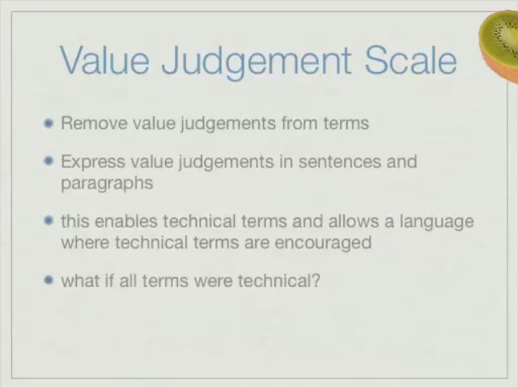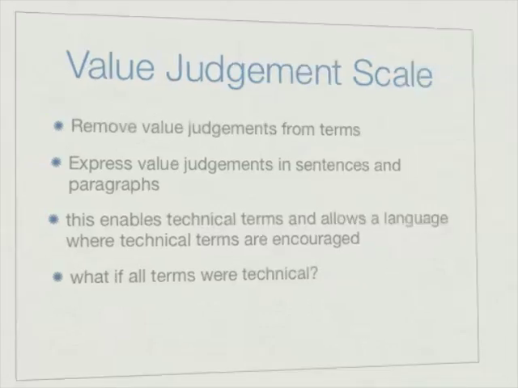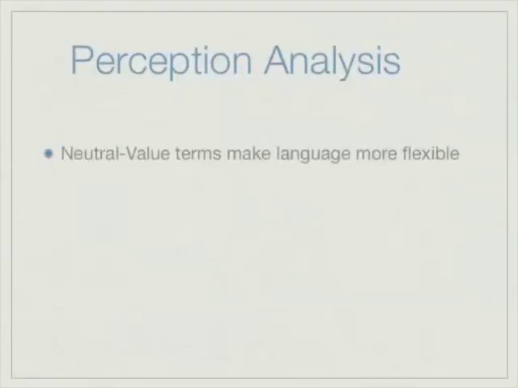And I would ask you to think, what would happen if all terms were technical? Would it make a cold universe? No, I don't think so. It just means that you'd have to make phrases and sentences to write poetry. You couldn't write poetry with just one word. Oh dear, nobody really needs to do that anyway. So the whole issue was perception analysis. My point is that neutral value terms make language more flexible.